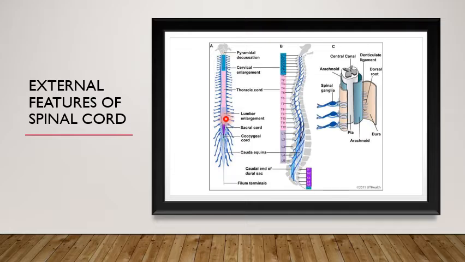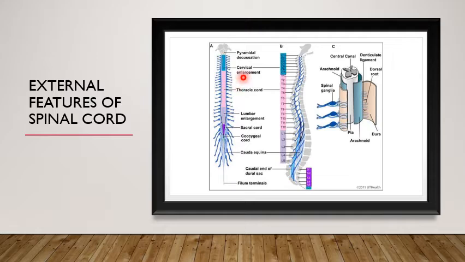Flattened क्या है? चपटा है, ठीक है? आगे anteriorly और पीछे posteriorly ये थोड़ा चपटा है. It shows two enlargements in two regions. Let us see the enlargements. One is at the cervical region, it's called the cervical enlargement, and the other one is the lumbar enlargement.